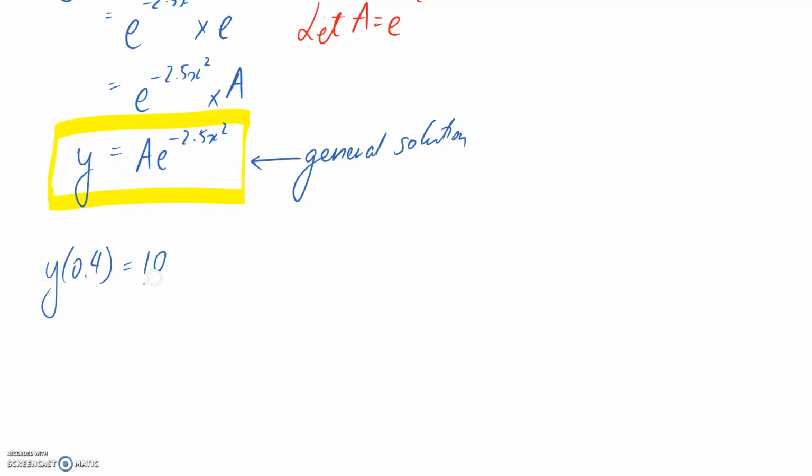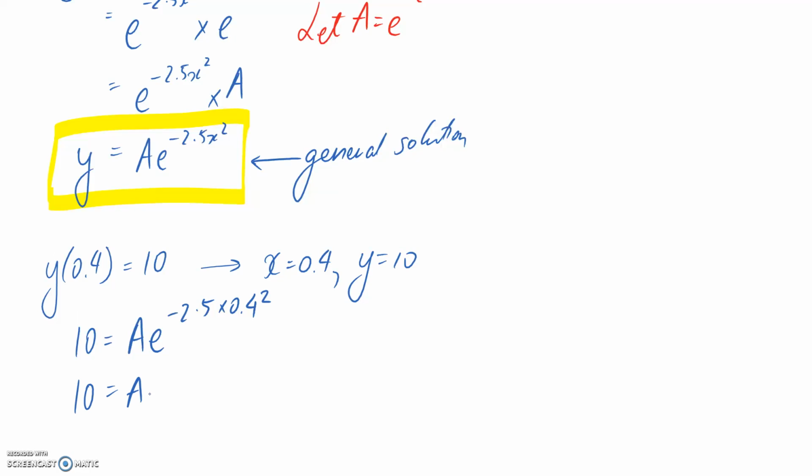So what this is saying is that y is a function of x here. So at x is equal to 0.4, we've got that y is equal to 10. So we can substitute this information into our general solution, and we should be able to find out what a is. So we'll get 10 is equal to a e to the negative 2.5 times 0.4 squared.